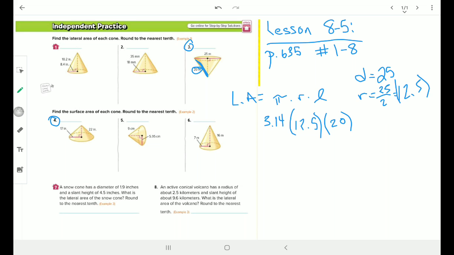And now I can multiply all of that together. Remember, you can use the pi button instead of 3.14 if you want. So if I multiply all of this together, you will get 785 roughly. Since I'm rounding to the nearest tenth, I'm going to put 0.0, and then we're going to have meters, and since this is lateral area, we're going to have squared.